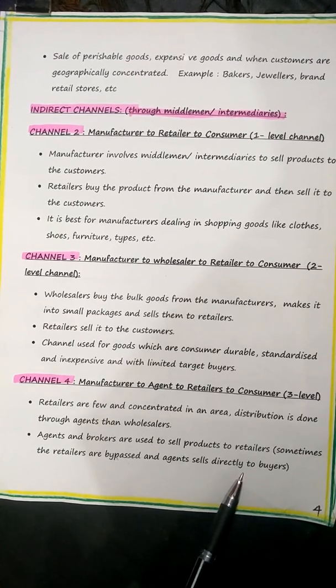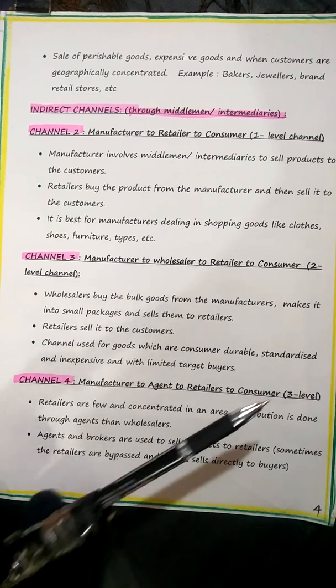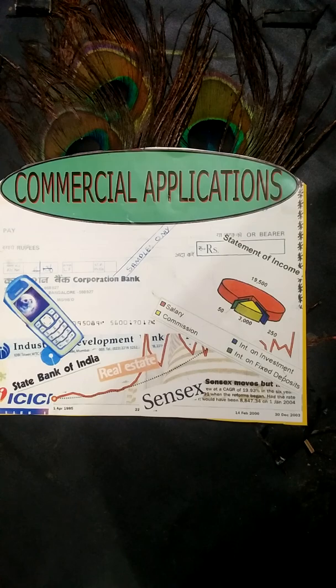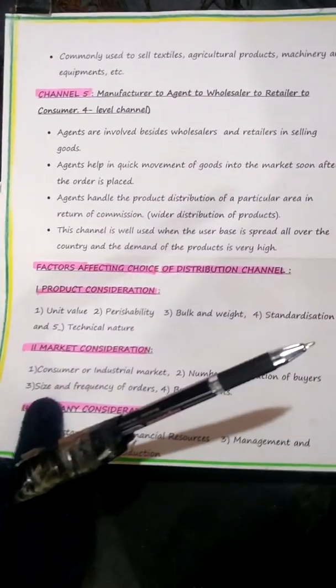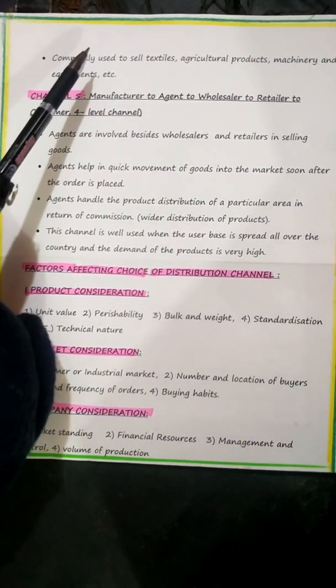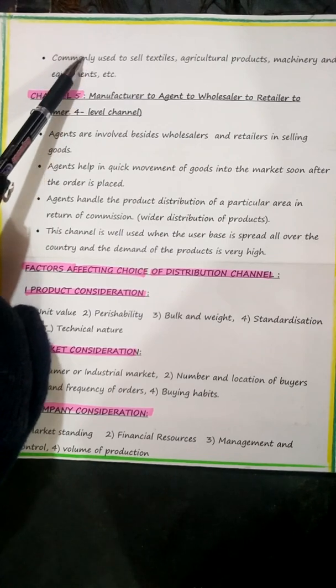So, this is very important. This type of channel is commonly used to sell textiles, agricultural products. It can go for agricultural products, machineries, equipments, tools, accessories, spare parts, supplies, all this come under channel 4. That is third level channel.